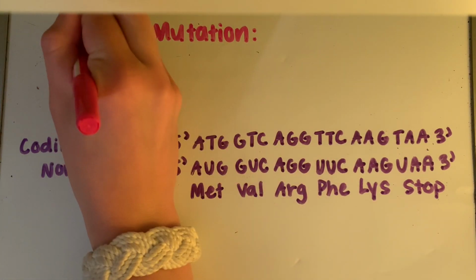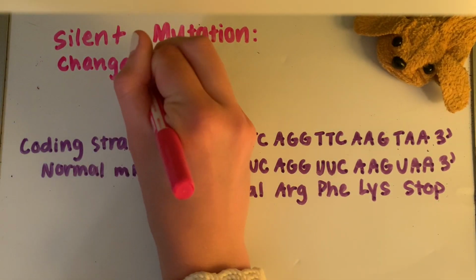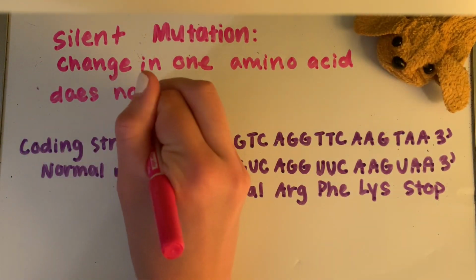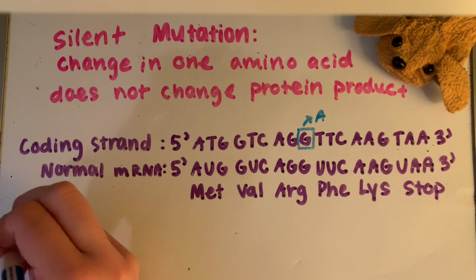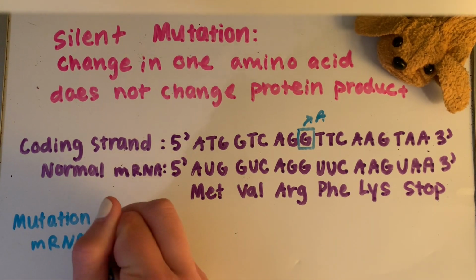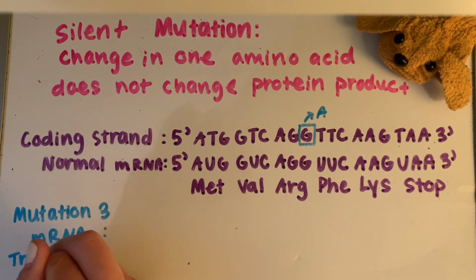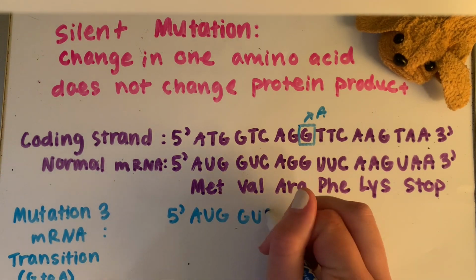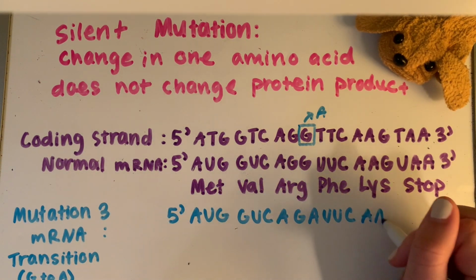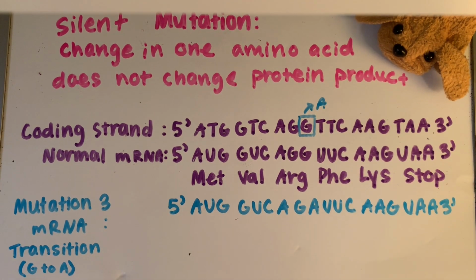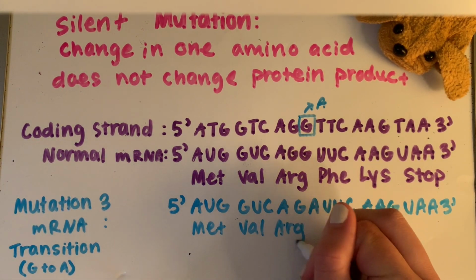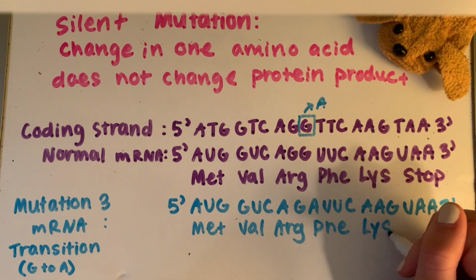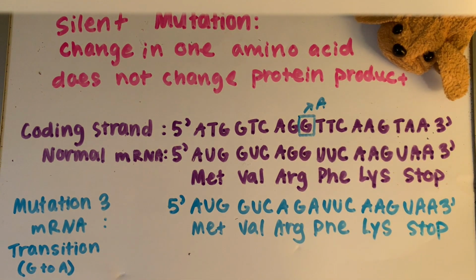Now we will look at a silent mutation. A silent mutation is when the mutated base pair does not change the amino acid in the protein product. In this example, we will mutate the 9th amino acid guanine into an adenine in the normal coding strand. This will create an mRNA product that is AGA instead of AGG. Even though a base is mutated, this does not affect the protein product, as both AGA and AGG code for arginine. This is an example of a transition because both A and G are purines.